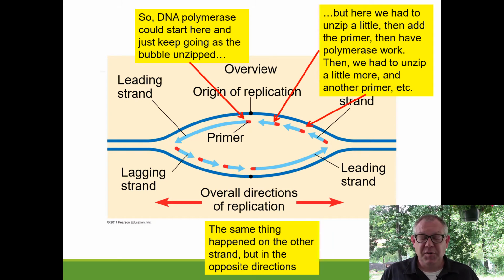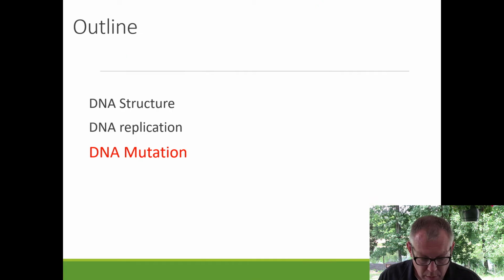And so again, leading versus lagging. The DNA polymerase can start at the point marked there, and it can just keep going as the bubble's unzipped. But in the other direction, you have to unzip a little, build, unzip a little, build, unzip a little, build. And the same thing happened on the other strand, but in the opposite direction. Okay. Well, I've beaten that idea to death, but that's an important idea.